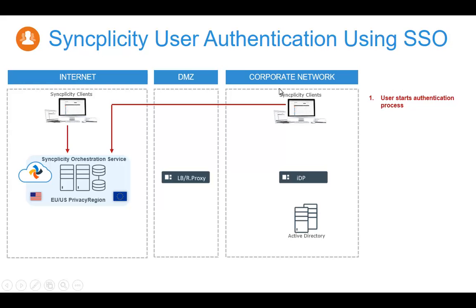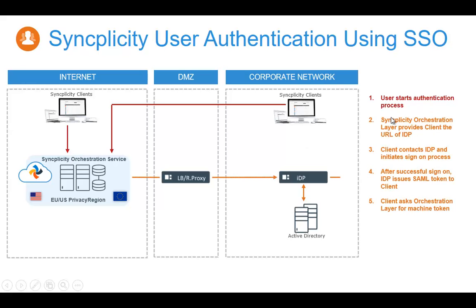It always starts with a user connecting to our orchestration saying, I would like to authenticate. Most of the time that is done by giving the orchestration the email address. Orchestration identifies to which account you belong. It will see you have single sign-on activated, and we will send you to the ADFS of your organization. Your client will authenticate to your ADFS server, to the Active Directory.